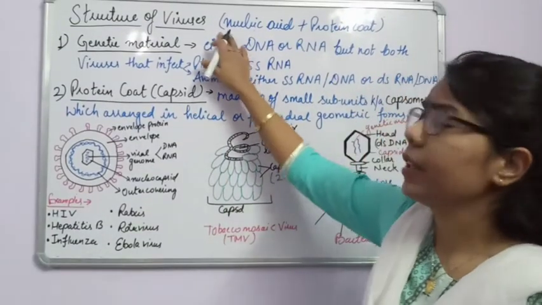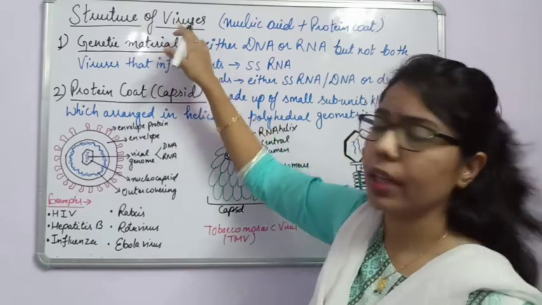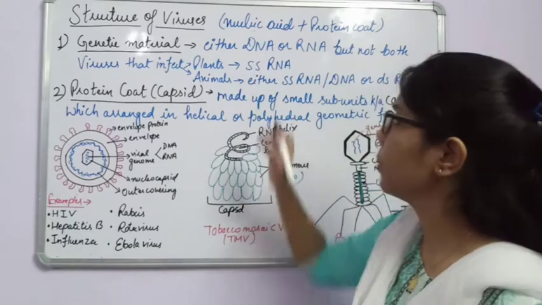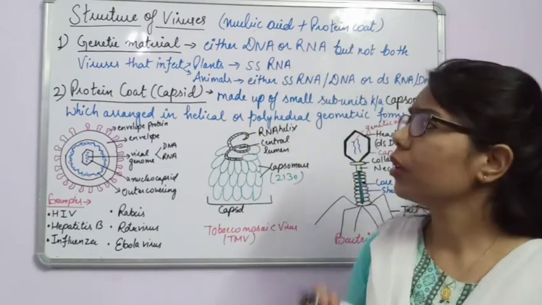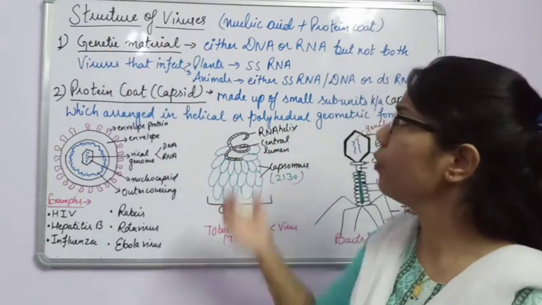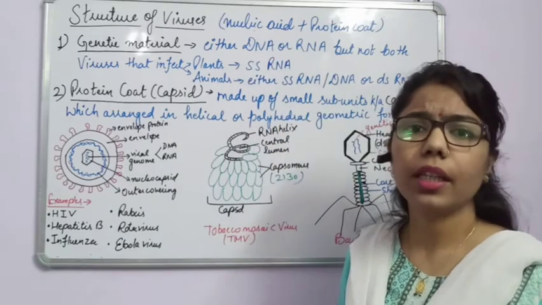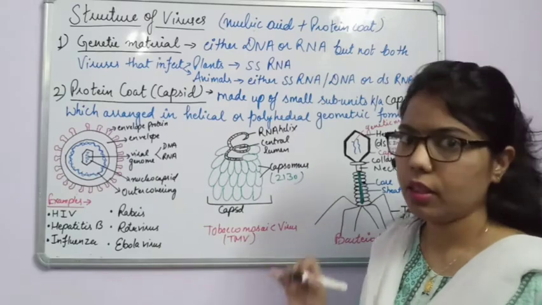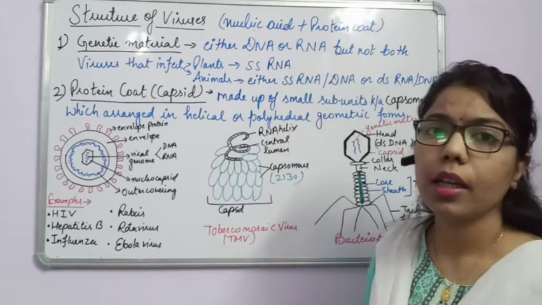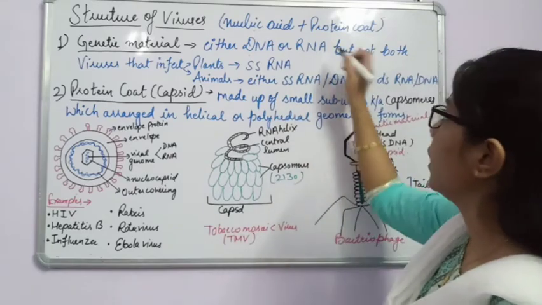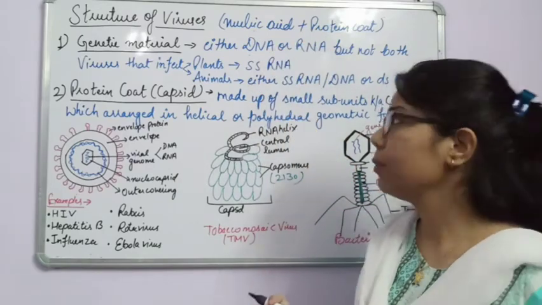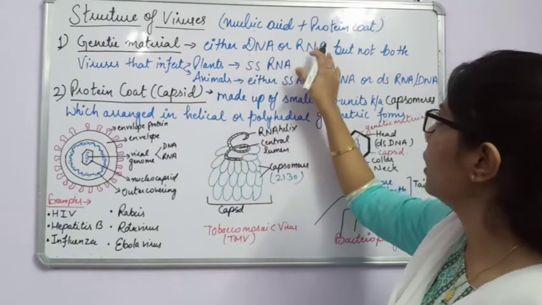As we have discussed, the virus is non-cellular. The structure of a virus is made up of nucleic acid as well as a protein coat. So two things we will discuss here: the genetic material, which is made up of nucleic acid, and this nucleic acid can be either DNA or RNA. So the genetic constitution of viruses is DNA or RNA. But you must know that both cannot be present at the same time. Either it will be DNA or it may be RNA.